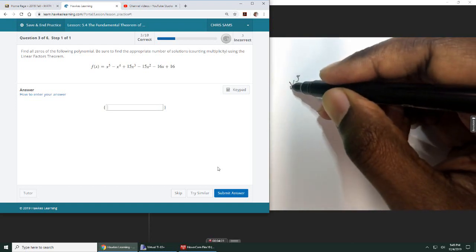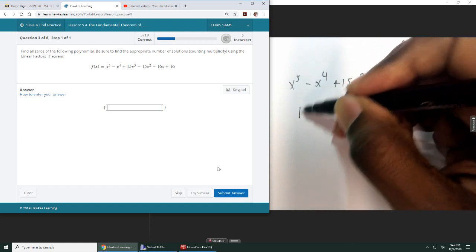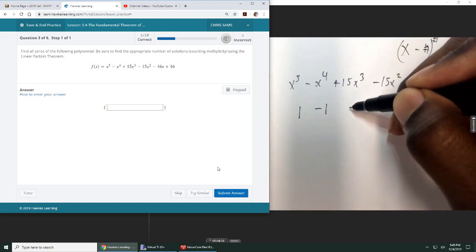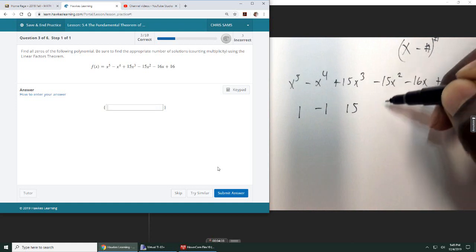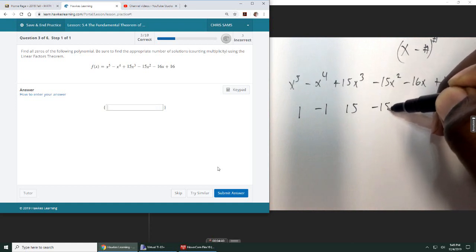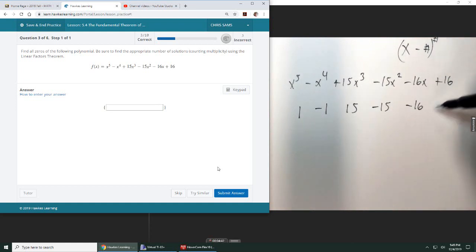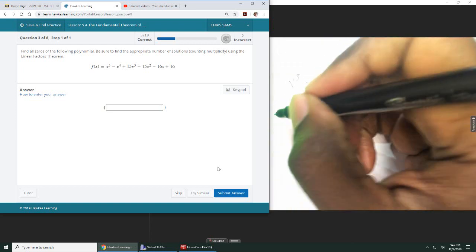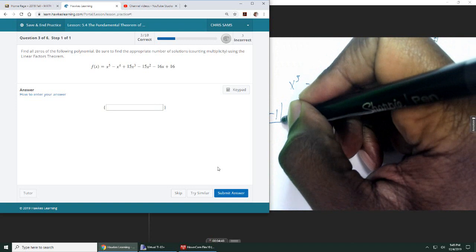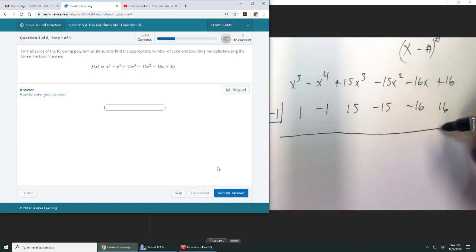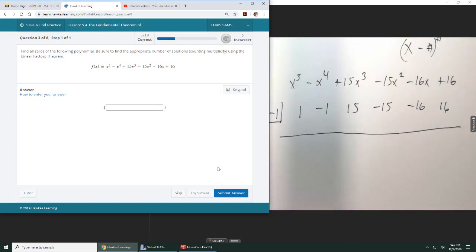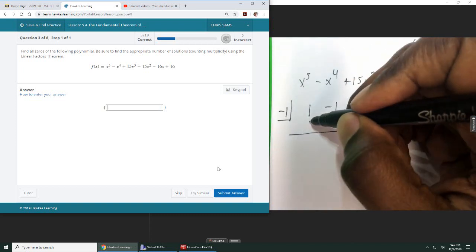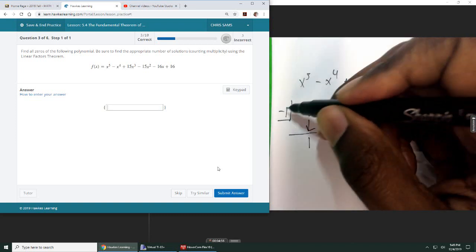So, listing my coefficients, we have 1, -1, 15, -15, -16, and 16. And the first number I'm going to use is -1. It's going to be in my box. Okay. And we're going to do synthetic division. So you bring your first term straight down, and we multiply.